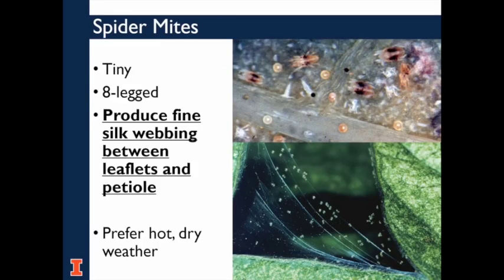Next are the spider mites. They're tiny, 8-legged insect relatives. They're so small that you'll need a hand lens to get a good look at them. One way to identify spider mites is to look for fine silk webbing running between the leaflets and petioles on plants. Spider mites do well in hot, dry weather, so they're more likely to become a problem in southern Illinois or in long stretches of hot weather.